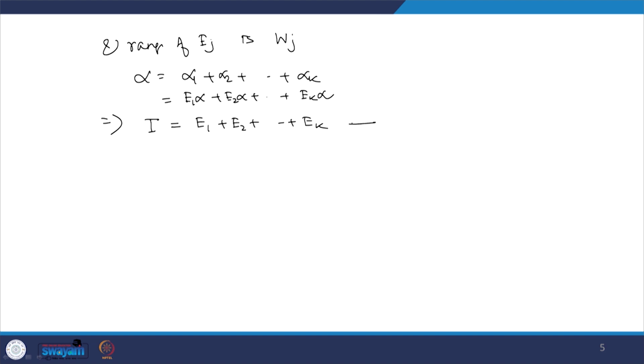So, we have a relation where the identity operator can be written as a sum of operators E1, E2, Ek.